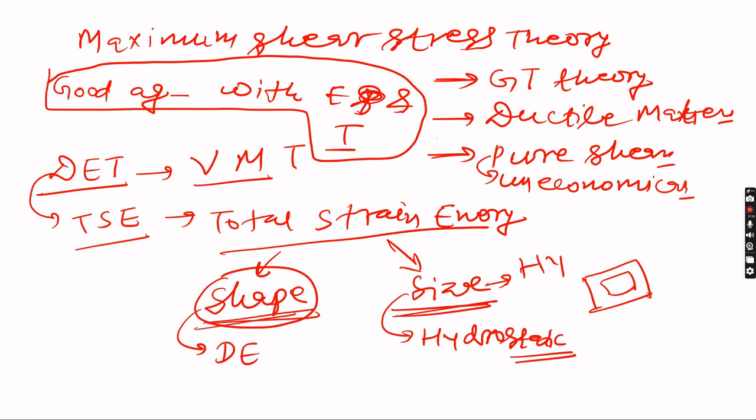So the point is, from these two theories we have just found out what is the truth about that theory and a few things related to the von Mises criteria, like shape and size. But for the maximum shear stress theory we have just made some statements. We have not given any reasoning why this is happening. We have just made a statement to solve that objective question, like ductile material, uneconomical for pure shear, like that.